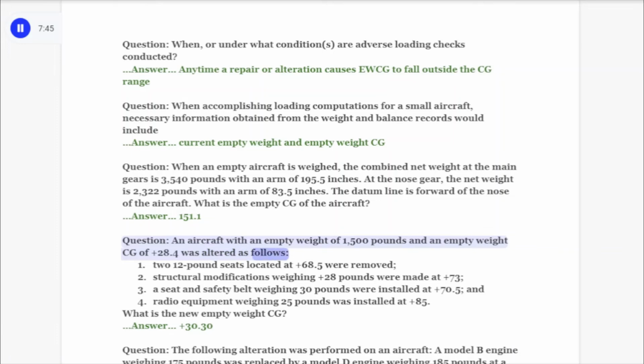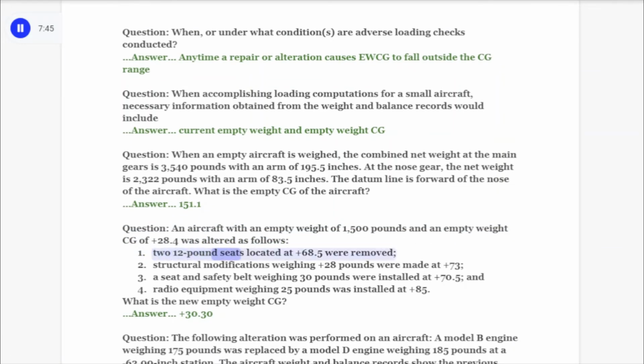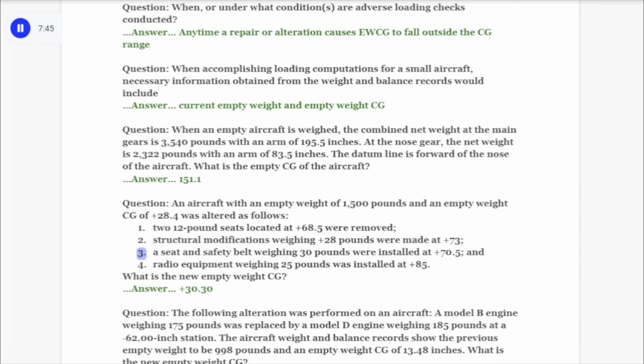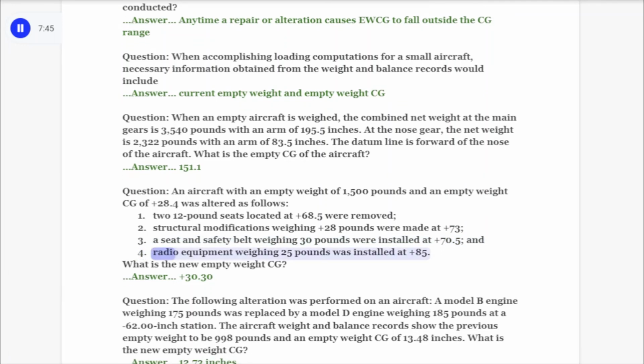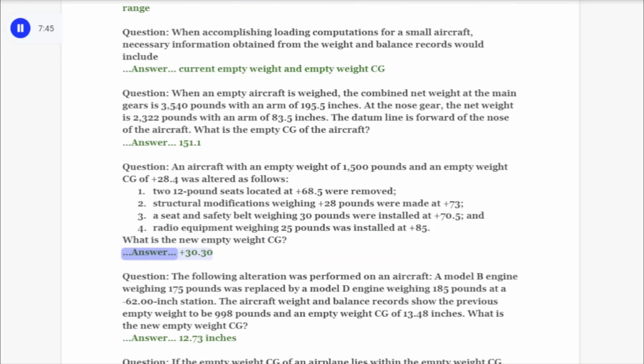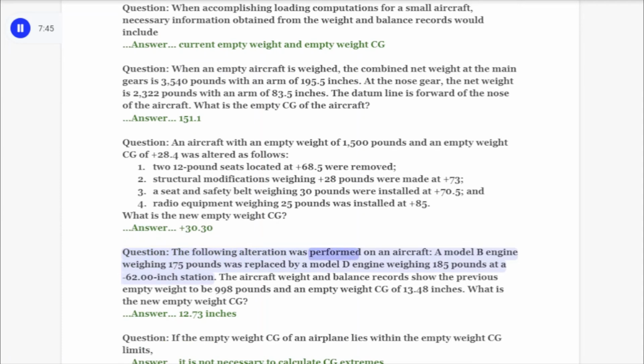Question. An aircraft with an empty weight of 1,500 pounds and an empty weight CG of plus 28.4 was altered as follows. 1. Two 12-pound seats located at plus 68.5 were removed. 2. Structural modifications weighing plus 28 pounds were made at plus 73. 3. A seat and safety belt weighing 30 pounds were installed at plus 70.5. And 4. Radio equipment weighing 25 pounds was installed at plus 85. What is the new empty weight CG? Answer. Plus 30.30.